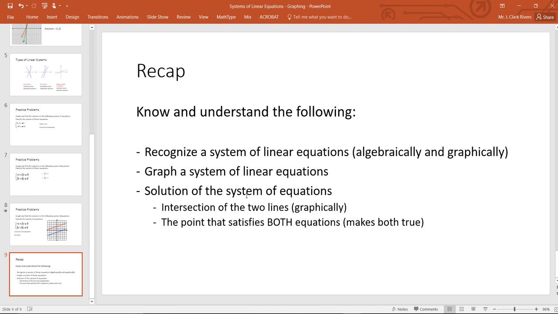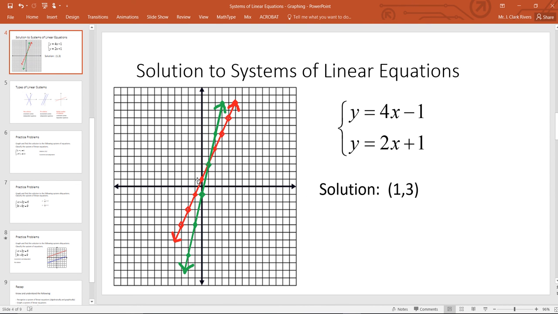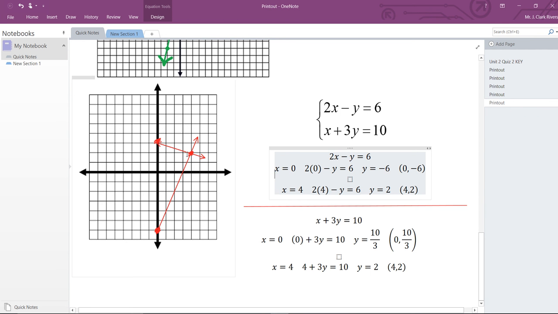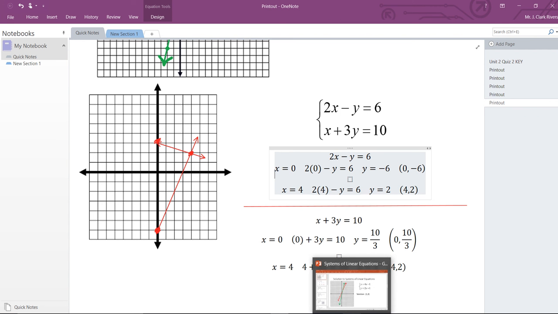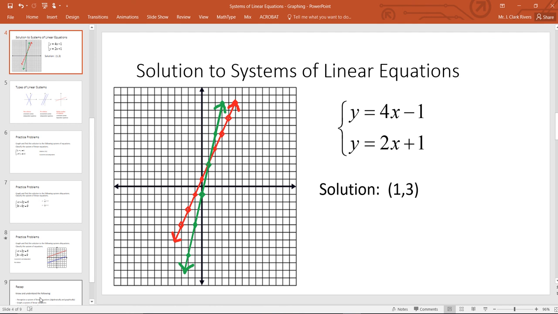You need to be able to graph a system of linear equations. You just did that twice. We're going to do that in class tomorrow. And finally, you should be able to find the solution of the system of linear equations. You should do this graphically by finding the intersection of the two lines. We did that here. So we have an intersection of these two lines. We did that here, the intersection of the two lines. That is the solution to the system of linear equations.